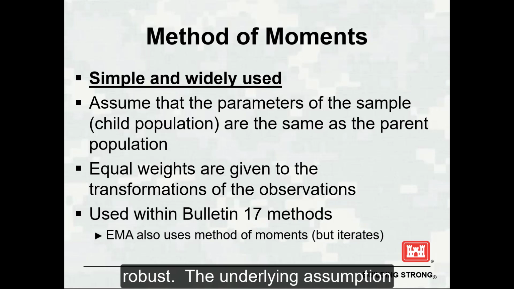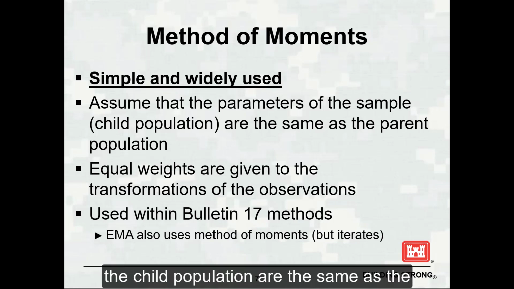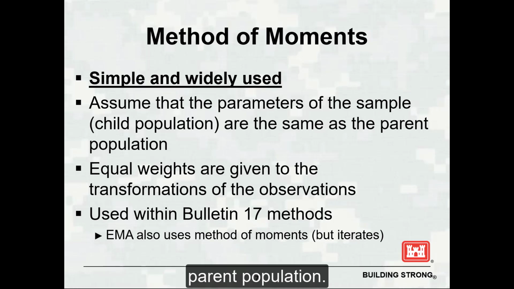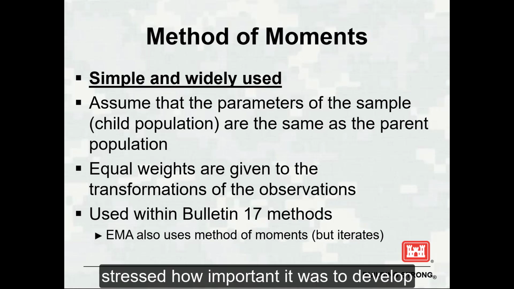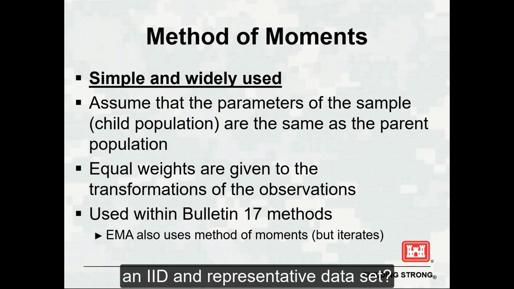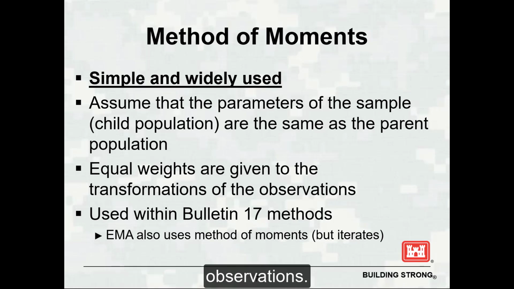The underlying assumption of this method is that the parameters of the child population are the same as the parent population. Remember within the last lecture when I stressed how important it was to develop an IID and representative dataset? This assumption is the reason why you should spend a lot of time developing and processing your dataset. Within this method, equal weights are given to the transformations of the observations.